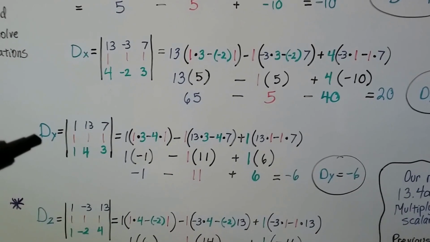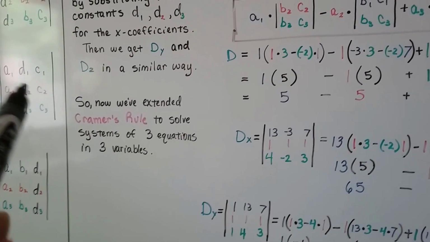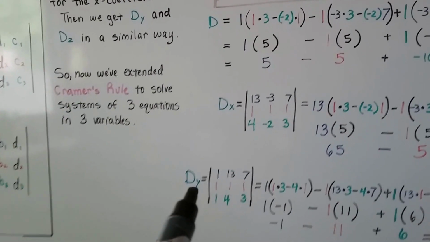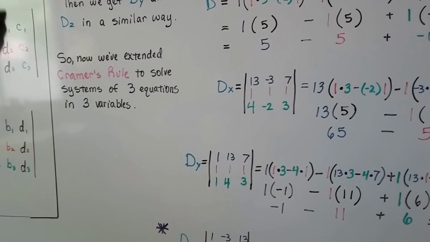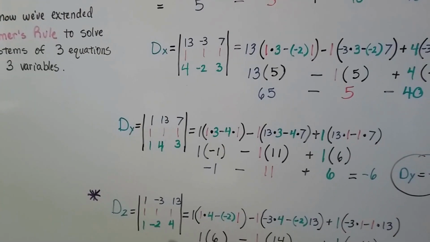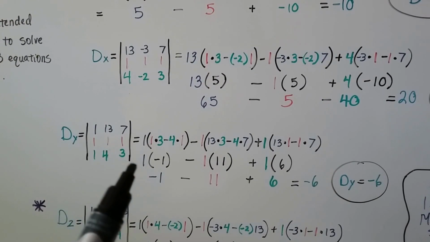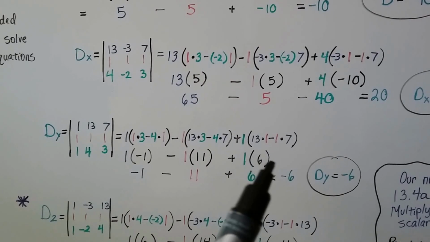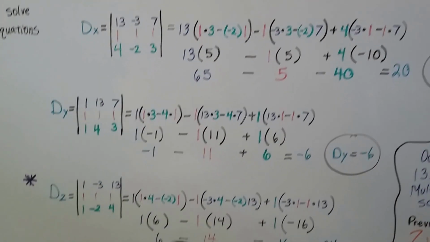We do the same thing for the D sub y. We follow this template, okay? And at the end of the video, I'll freeze on this so you can copy this down if you need to. We use that. You can see the D values, the lowercase d values are now in the center. See the 13, the 1, and the 4? Before it was up here. This one, it's going to be down here. And we do our multiplication and our subtraction. We get a 1 times a -1 minus a 1 times an 11 plus a 1 times a 6. We do our math and we get a -6 for that D sub y.